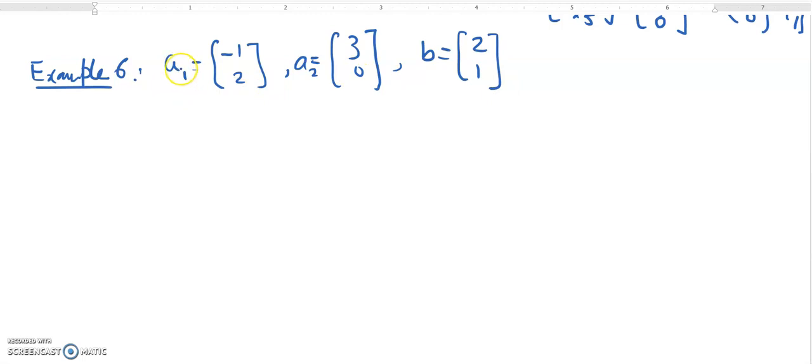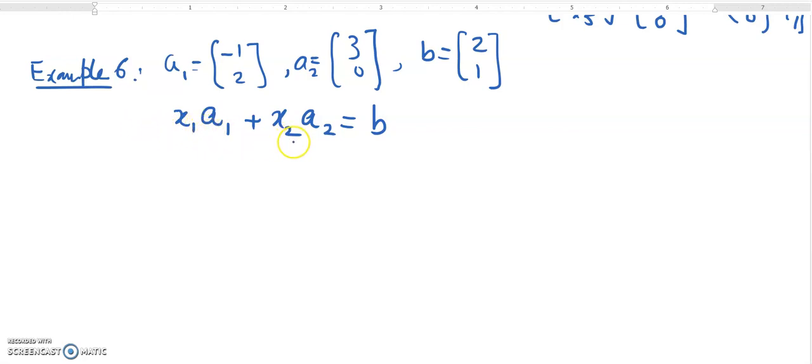So then can we represent b as a linear combination of a1 and a2, which means that if we have some scalar x1, and we take vector a1, and then another scalar x2, we multiply it with vector a2, and that will be equal to vector b. So we need to find such a combination.